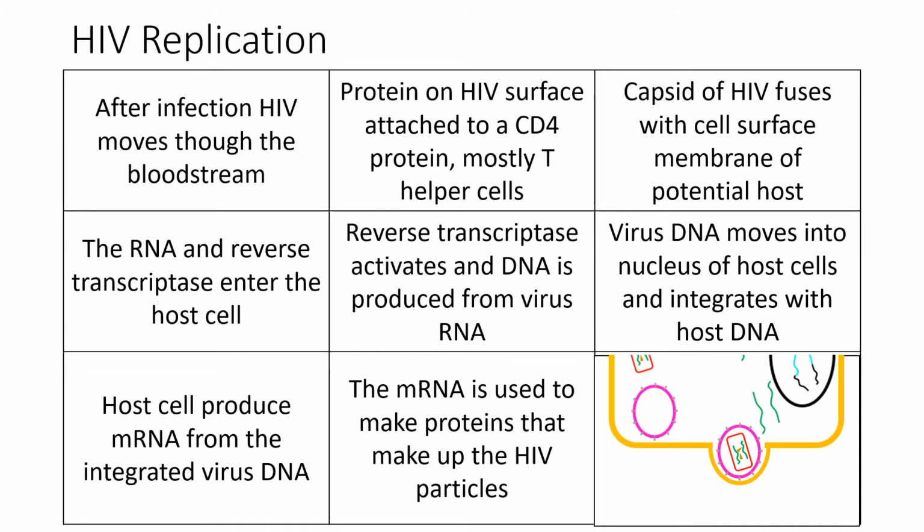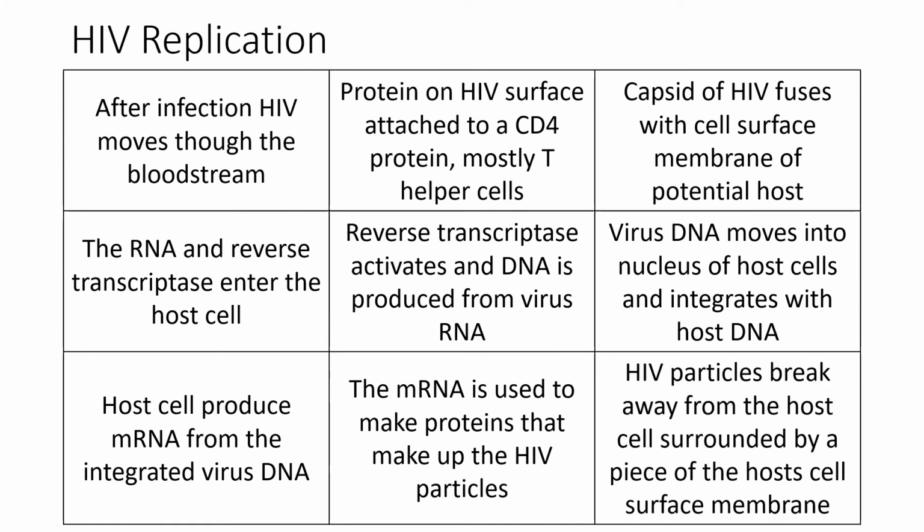The outer layer of the HIV comes from the process involved on the HIV when it leaves the cell. It actually takes away part of the cell membrane from the host cell that it's been infected, and that's how we get the outer layer around the HIV, and then that HIV virus is then able to go off and infect another cell.